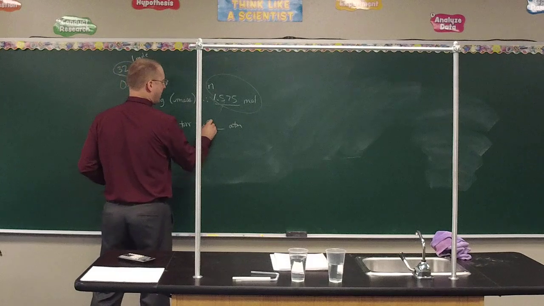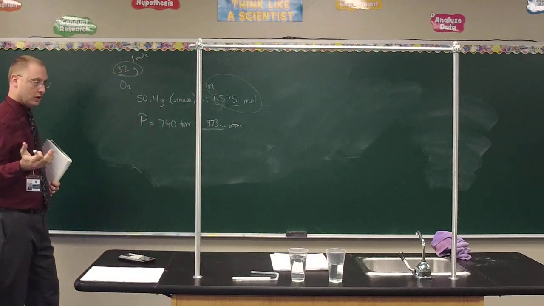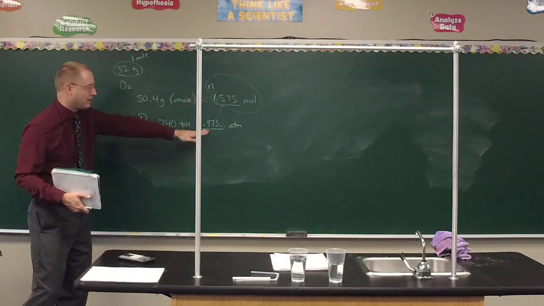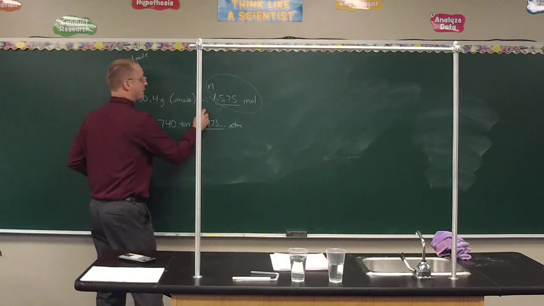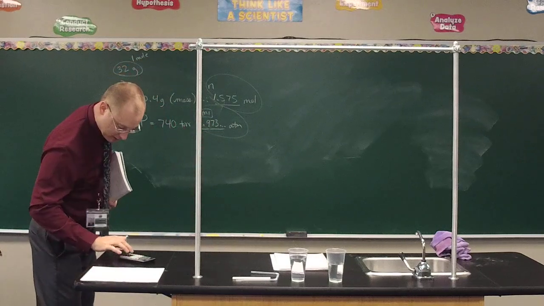0.973. Just under 1, right? Just under an atmosphere, because 1 atmosphere is 760. We're almost to 760, so we have a little bit less than atmospheric pressure. I'm going to need a memory for this, so put the pressure in the memory.